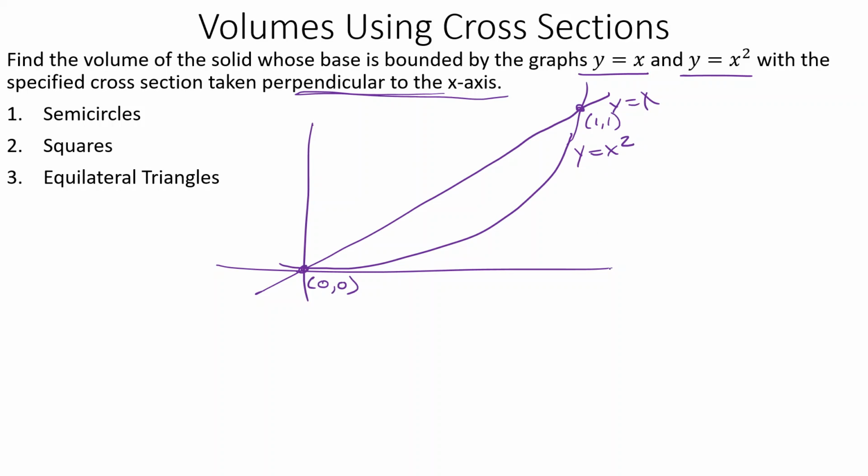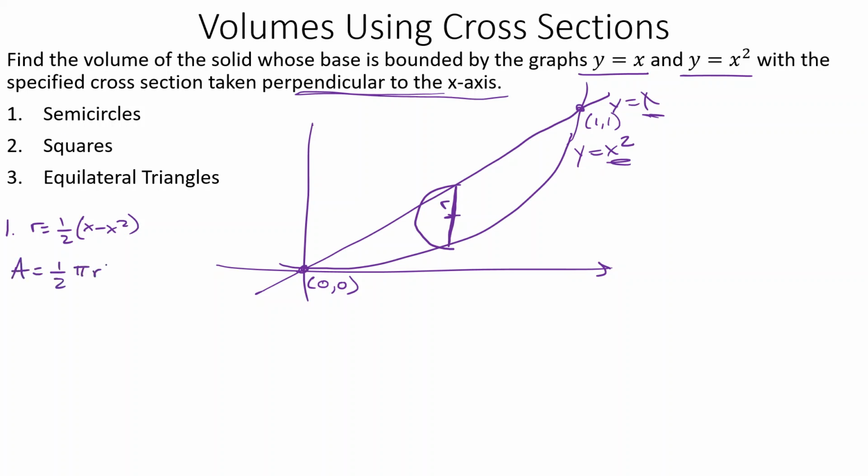And we want cross-sections perpendicular to the x-axis. So if we're doing semicircles, this would be the base of our semicircle, and then we'd come out around like that and make a half circle of it. So we've got to know, what's the radius of this circle? Well, it's half the distance between them. So for number 1 here, the radius is 1/2 the top curve, which is x, minus the bottom curve, x squared.